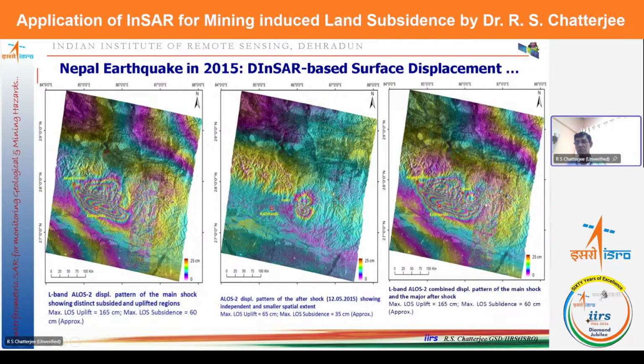So using differential interferometric SAR, here you need only conventional differential interferometric SAR, not advanced. PS InSAR, persistent scatterer interferometric SAR, or ISBAS is not required here.